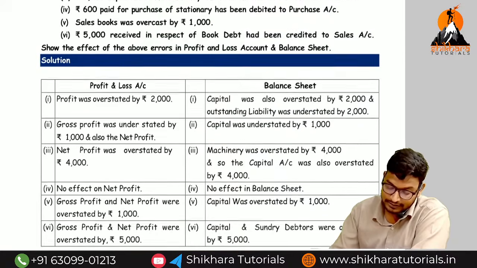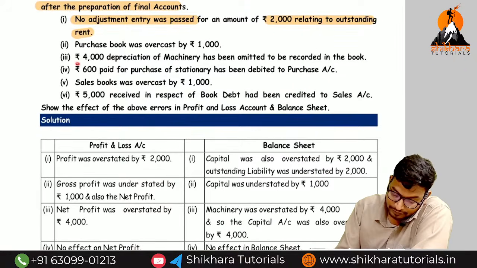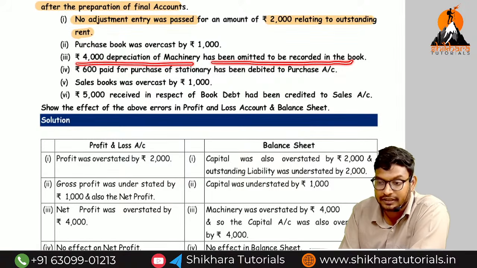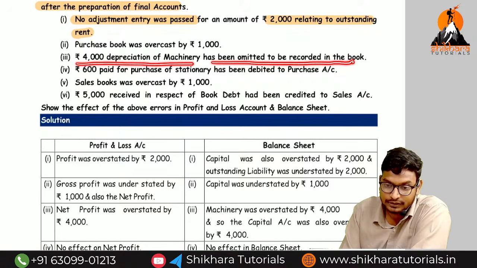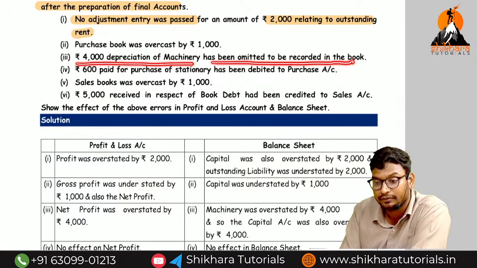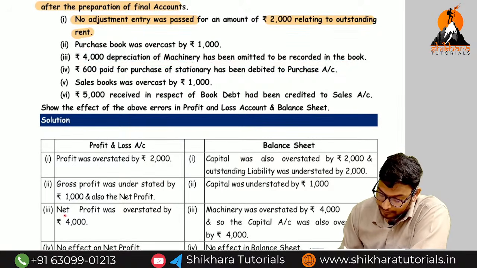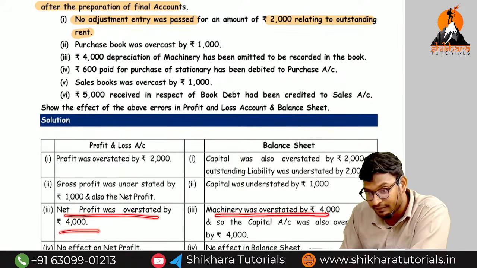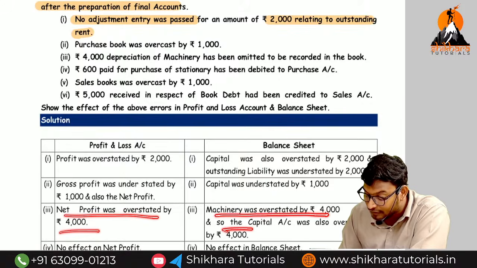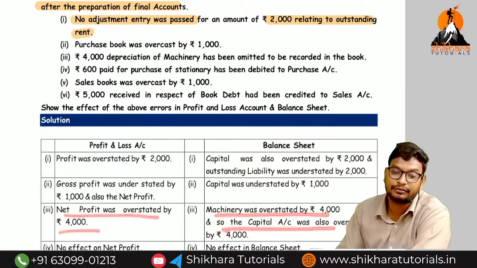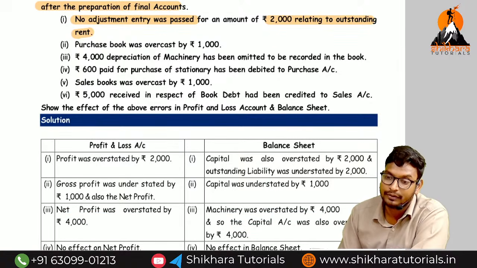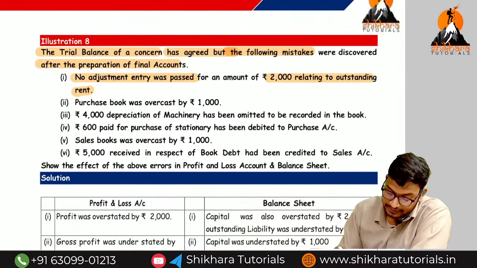Yes. So next one. Rupees 4000 depreciation on machinery has been omitted to be recorded in the books. If the depreciation is not recorded, asset value will be more, the expenditure will be less, and profit will be more. Yes or no? So net profit will be overstated by 4000, machinery value will be overstated by 4000, and capital will also be overstated by 4000. If the expenses are not recorded, profit will be more, capital will be more. Are you getting the point?